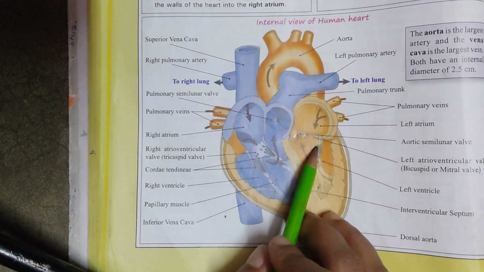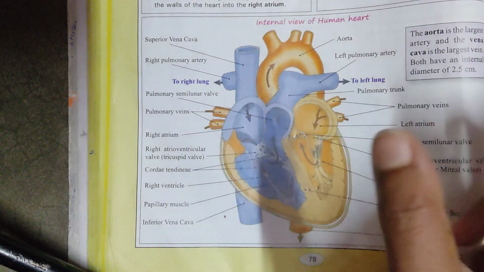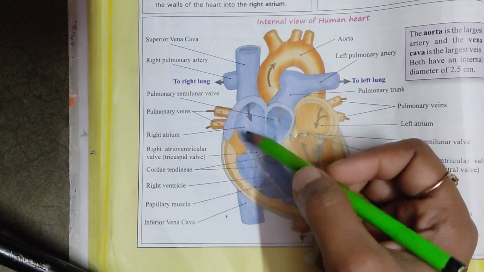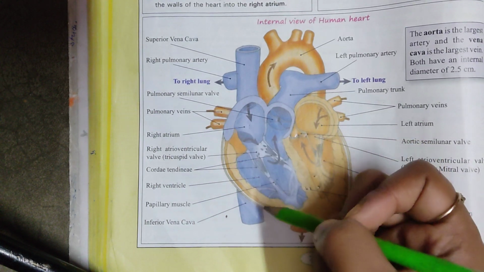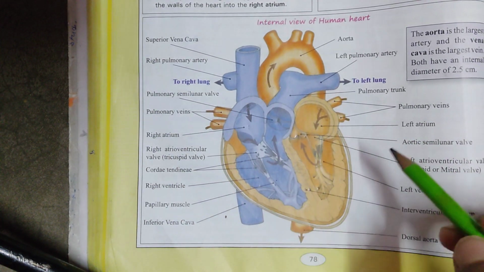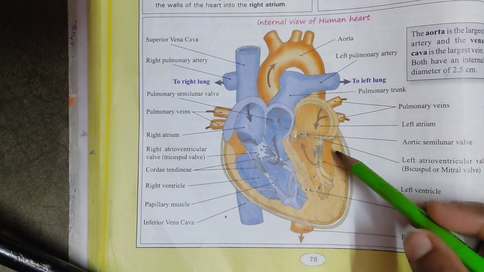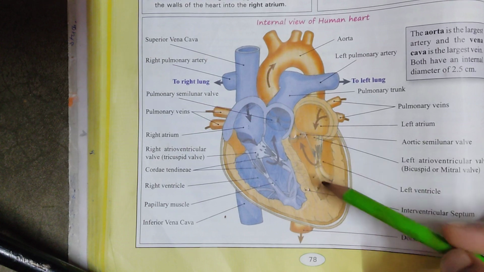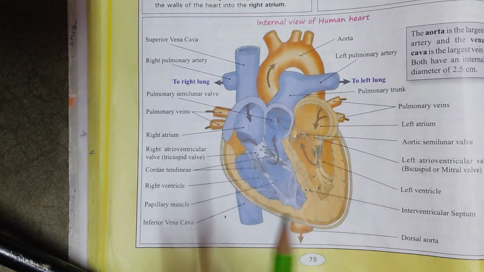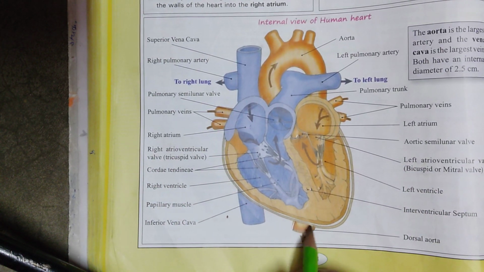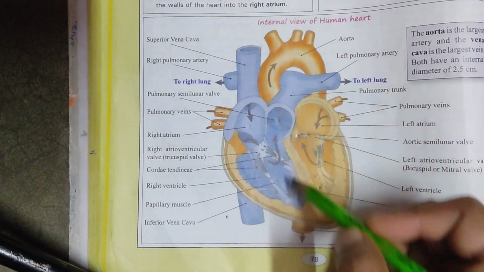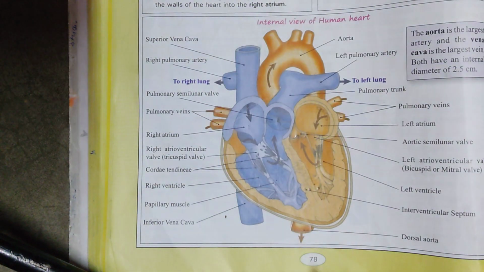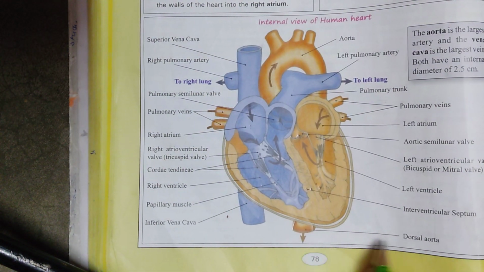Now this one is also known as the bicuspid valve or the mitral valve. See, the right side valve, which is present between the atrium and the ventricle, is the tricuspid valve, and here we can find the presence of the bicuspid or mitral valve. Next, here we can see this extension of the aorta. Because this is at the lower side, this one will be the dorsal aorta.